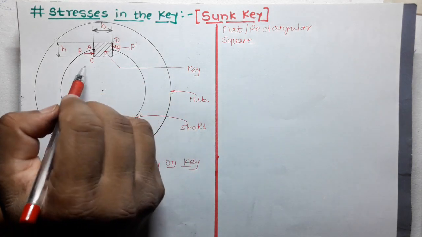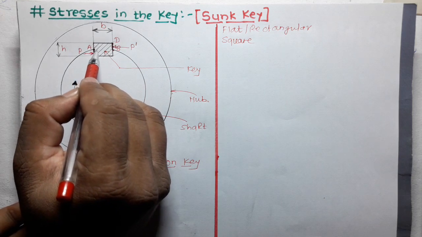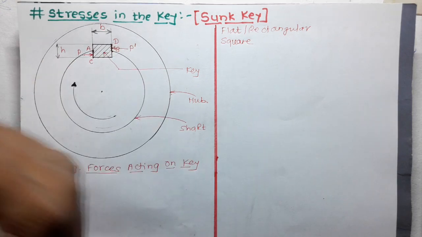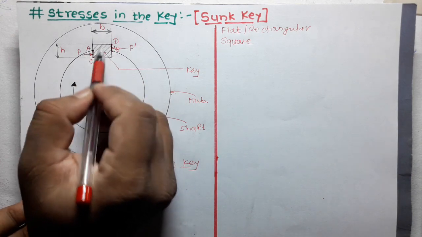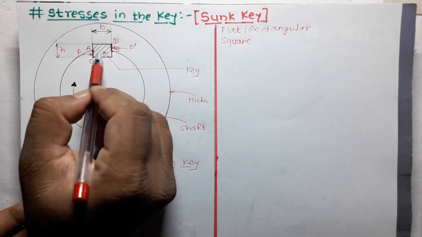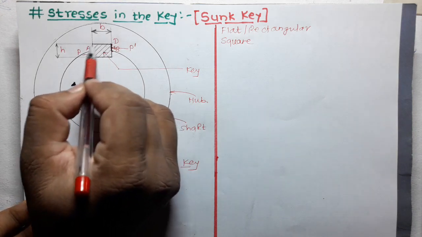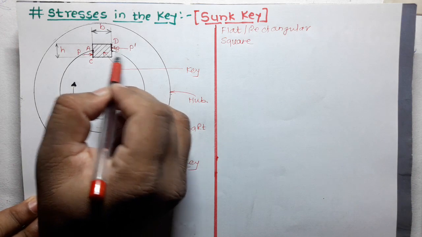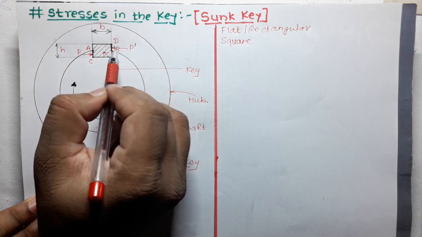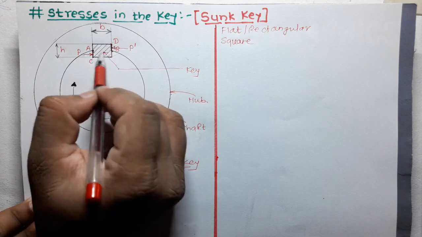This force P actually tries to rotate this key in anti-clockwise direction. This anti-clockwise rotation of the key is prevented by this reactive force P dash, which tries to oppose this anti-clockwise rotation of the key.